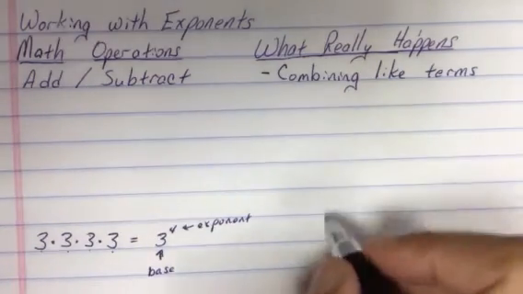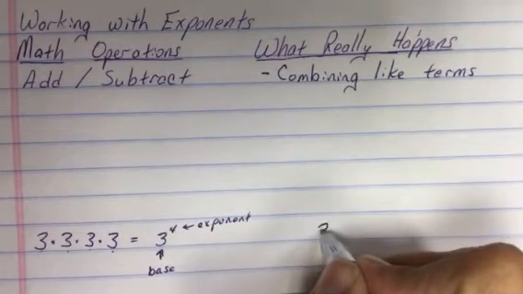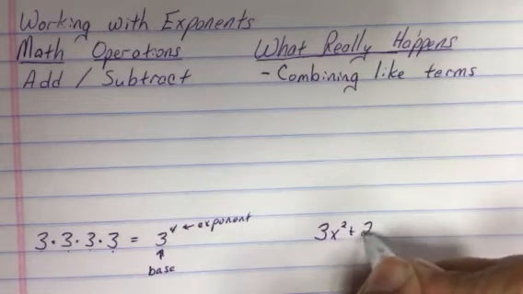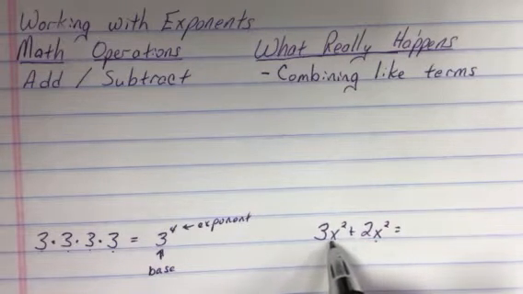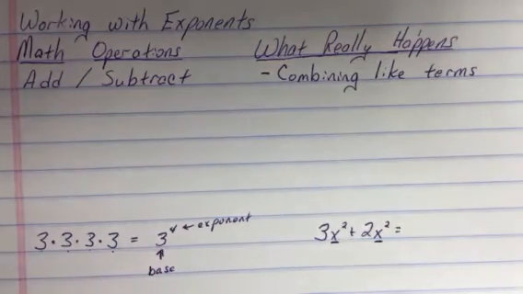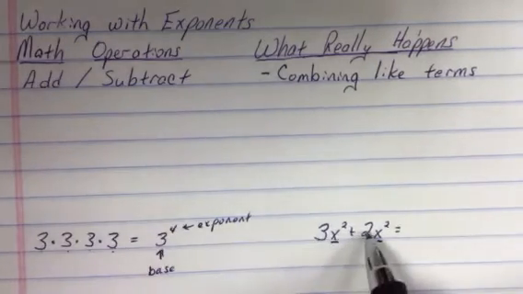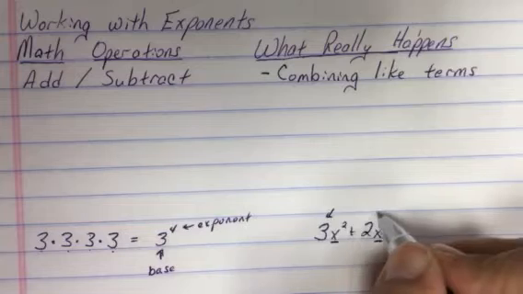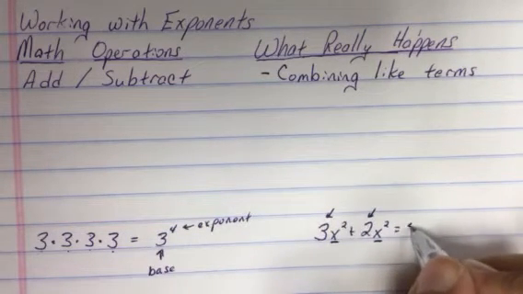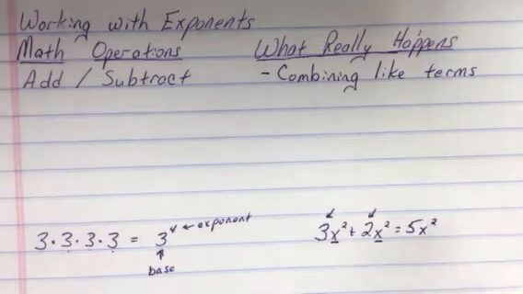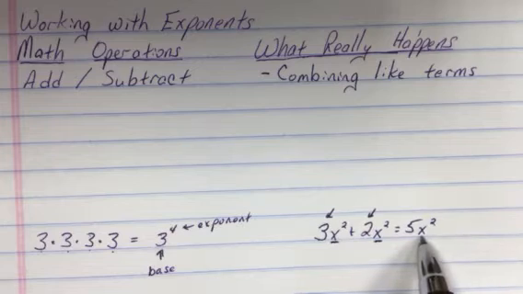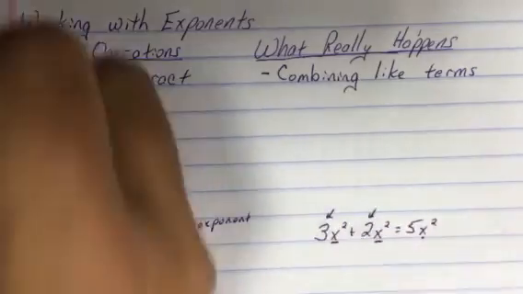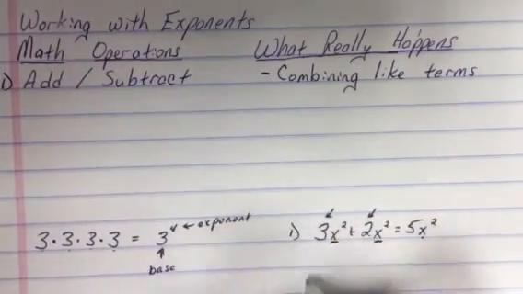An example. We examine this. Are the base and exponent the same? If the answer is yes, then this 3 and this 2 do the addition. So 3 plus 2 equals 5, and the label carries. No math transpired on the base and exponent. Same thing works with subtracting.